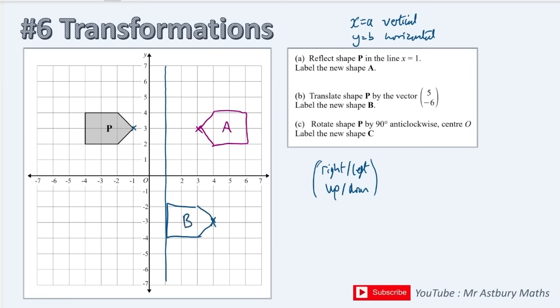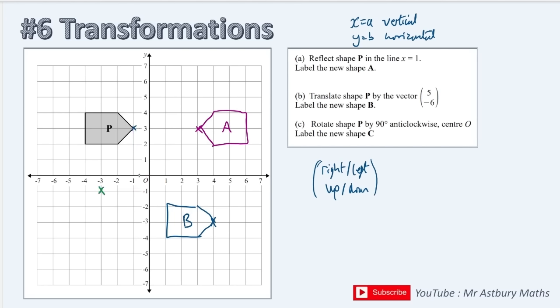And finally, I need to rotate this shape anti-clockwise about the center. So my top tip for this is to draw an L from the nose to the center, and then just think about rotating that L around. So if I rotate that 90 degrees anti-clockwise, then this L shape is going to come down and across like this. So that will be the new nose of the shape.